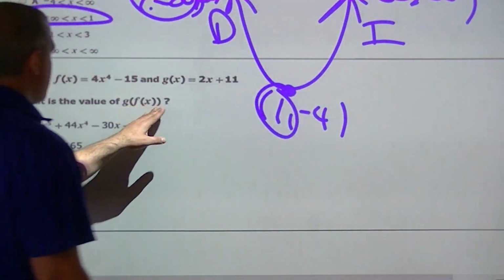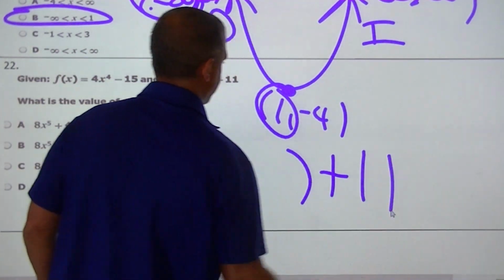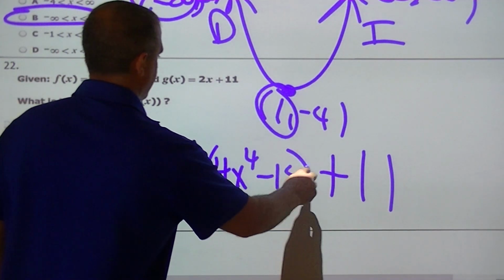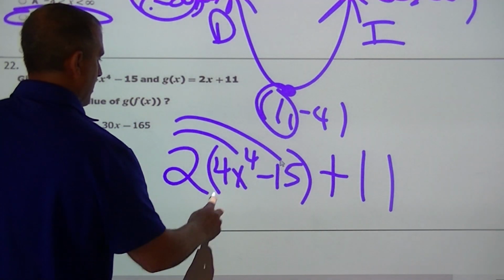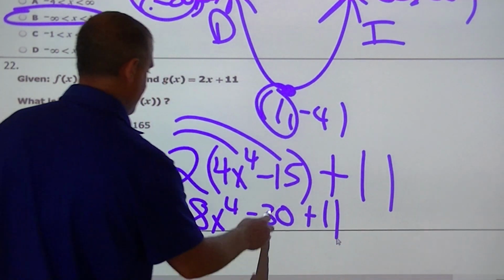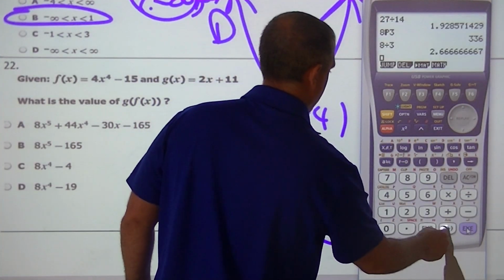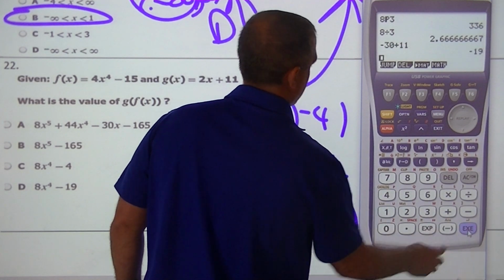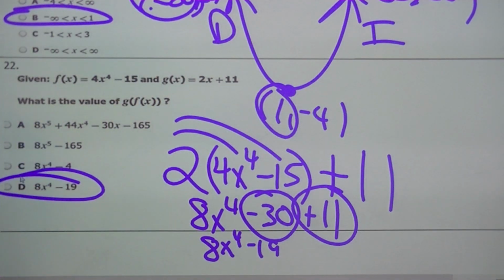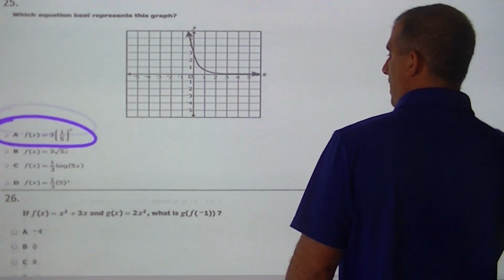Now this one. g of f of x means I'm starting with the g function, putting a parenthesis where x is. Now, the f goes inside. Since there is no number here, I'm just going to distribute that. So that would be 8x to the 4th. 2 times negative 15 would be negative 30 plus 11. These are the ones I would combine. It's negative 19, so 8x to the 4th minus 19. And you get an answer of D. 23 has been completed. 24 has been completed. 25 has been completed.